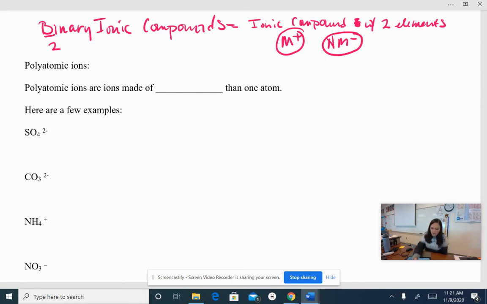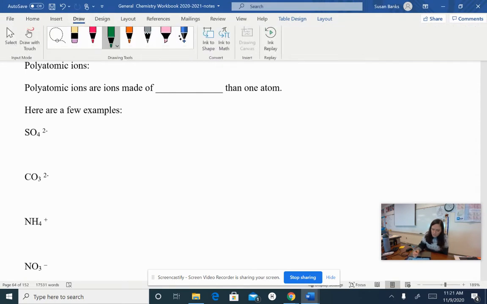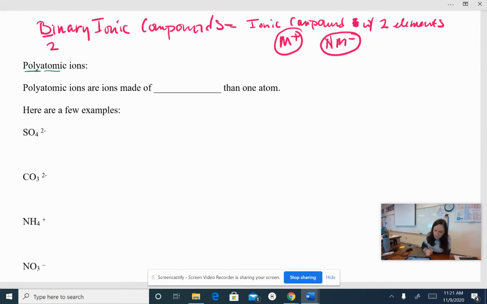Today we're going to talk about polyatomic ions. So let's define polyatomic. Poly in Greek means many. Atomic means atoms. So these are ions made up of two or more atoms. Okay, two or more atoms, and they are ions.